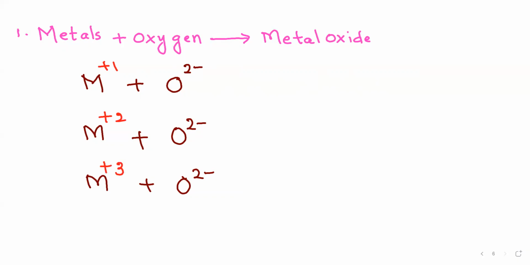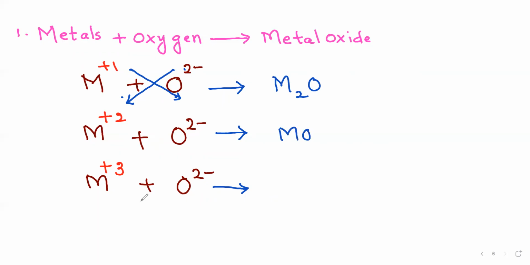So what are the products we get when a metal reacts with oxygen? You interchange their valencies. This one will come here and this 2 will come here. This is how we write the corresponding compound. So first we get M2O. For the second one, the 2 and 2 get cancelled and you get MO. And then when we interchange, you get M2O3. Let's work through two examples for the same.